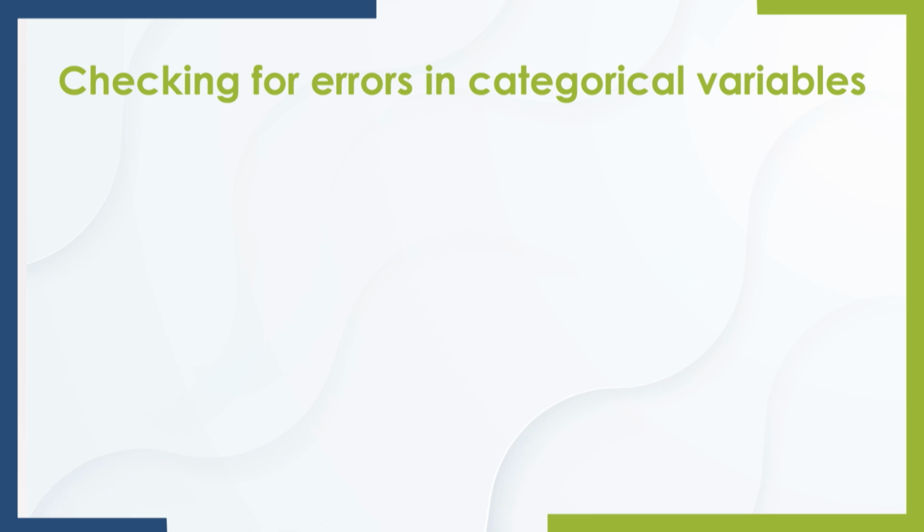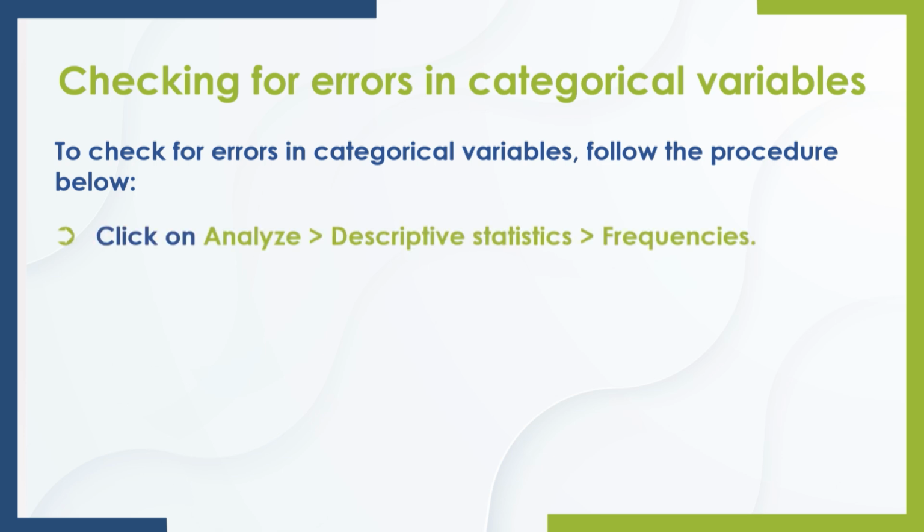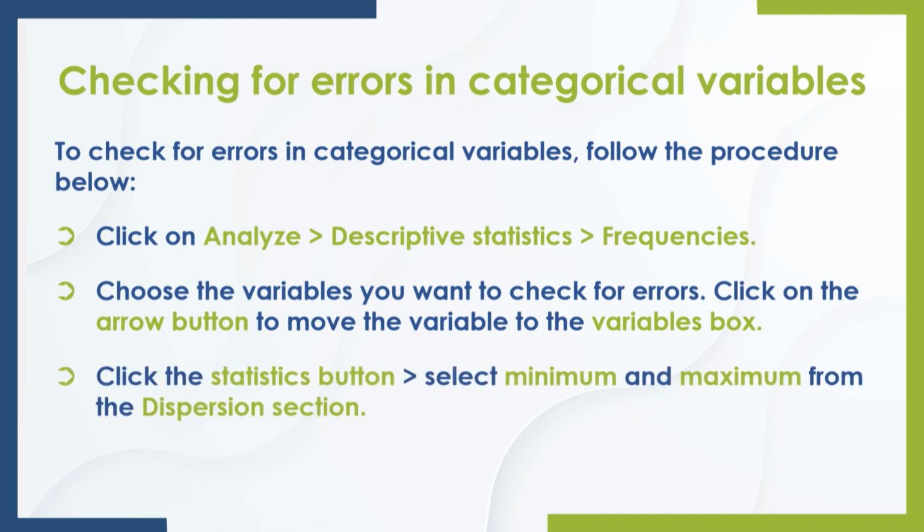Checking for errors in categorical variables. To check for errors in categorical variables, follow this procedure. First, click on the Analyze tab, then click Descriptive Statistics, then click Frequencies. From there, choose the variables you want to check for errors. Then click on the arrow button to move the variable to the variable box. Click the Statistics button, then select Minimum and Maximum from the Dispersion section. Then click Continue, then click OK.